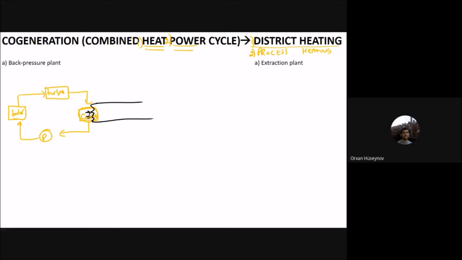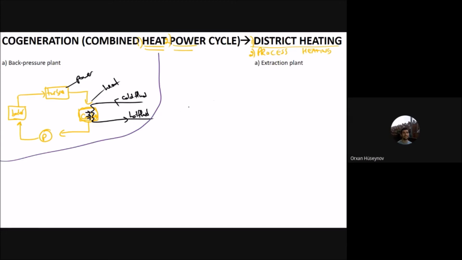You will give heat to the fluid here. If it is, for example, a cold fluid at the inlet, it will be hot at the outlet. This hot fluid you can use for district heating of buildings, or for process heating if you require some heating inside the facility, for example, for chemical processes or manufacturing processes. So this is the one purpose, and this is the simplest one, which is the back pressure plant. For this one we don't have any regulation, and here you get the power, and in this part you get the heat.